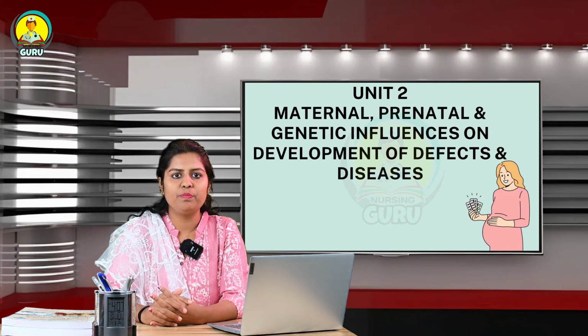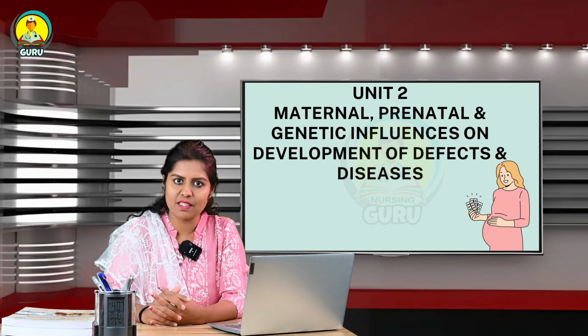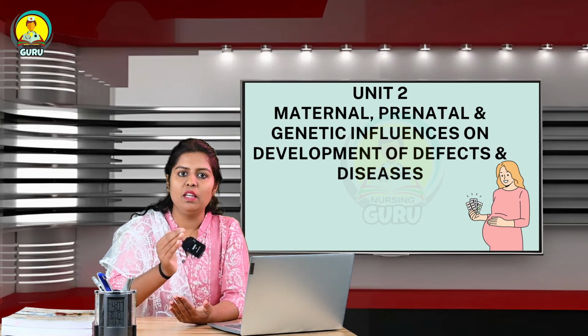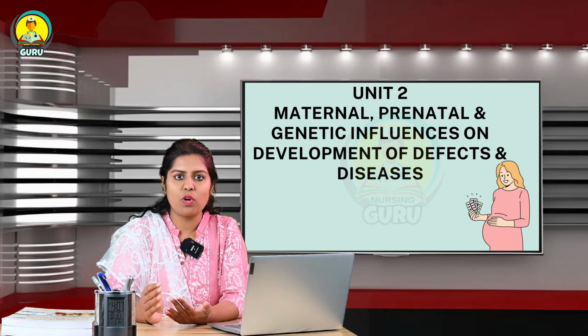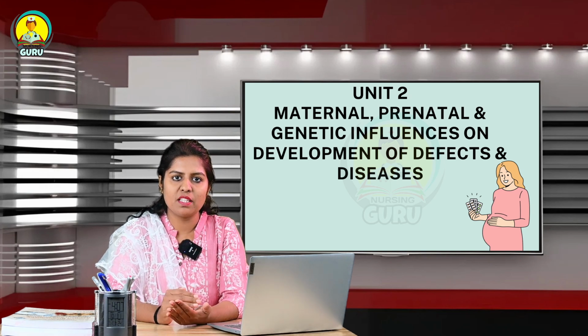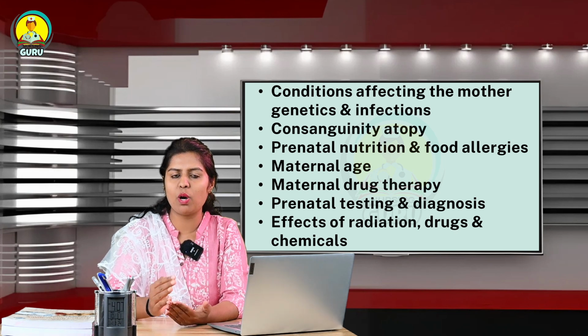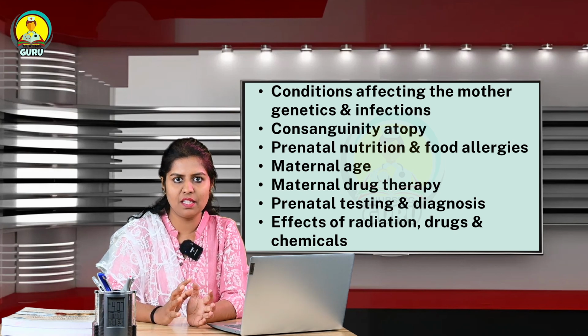Next, unit 2, that is maternal, prenatal and genetic influences on development of defects and diseases. Under this, conditions affecting the mother. So related to the genetic diseases, what is happening during the pregnancy, what conditions they are getting, how it will affect the baby, all these things we will see in this unit.